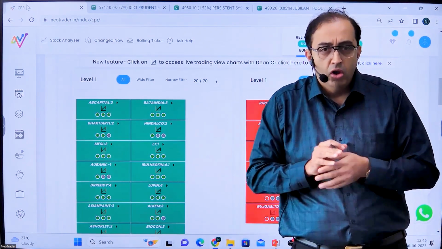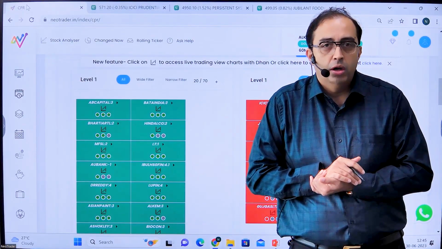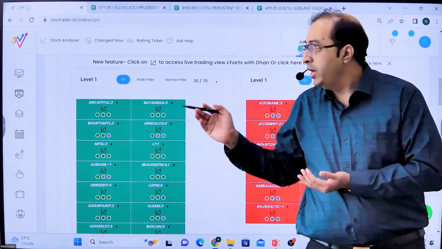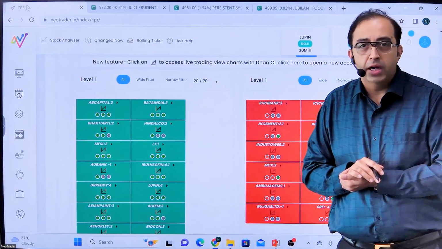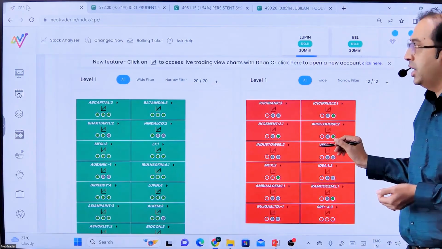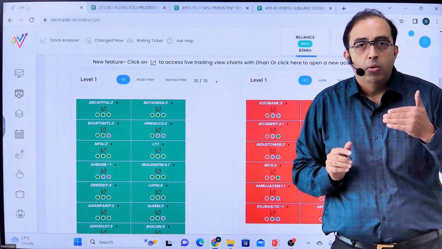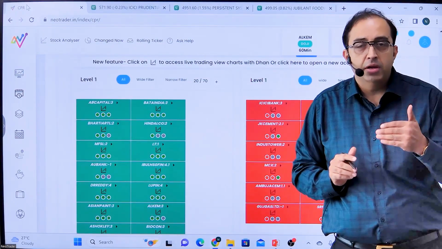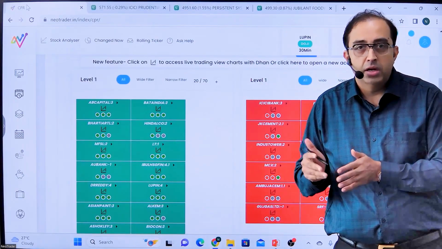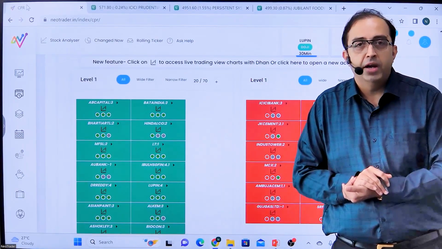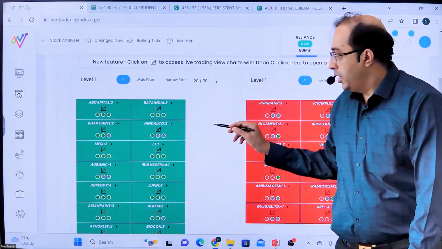So how to get alerted about the market? That's what we do at NeoTrader, and that is the various kinds of input which you get from the entire CPR page. So this CPR page is designed to give you a very good idea about when a trend is emerging, when the prices are going to consolidate, and when there is a reversal, it will always be reflected on this page.